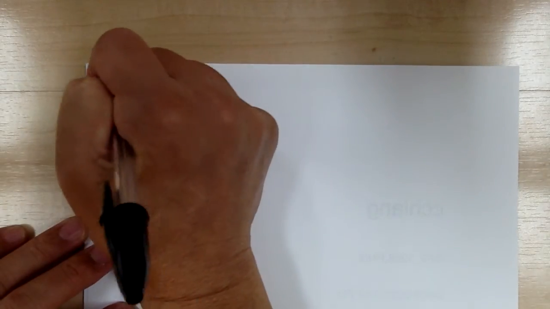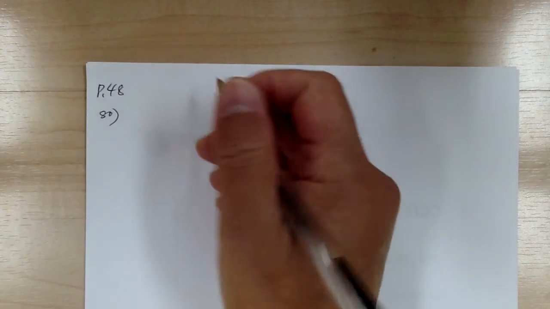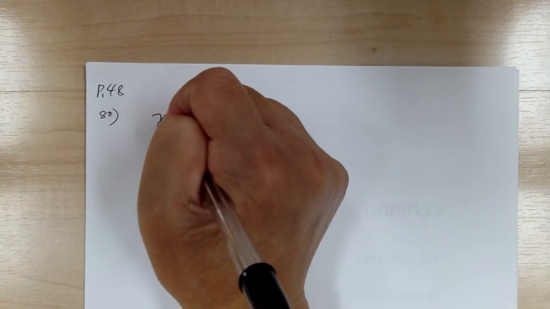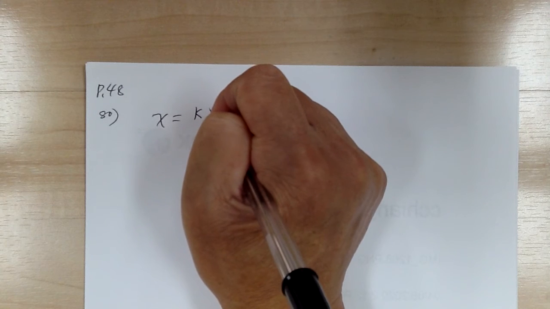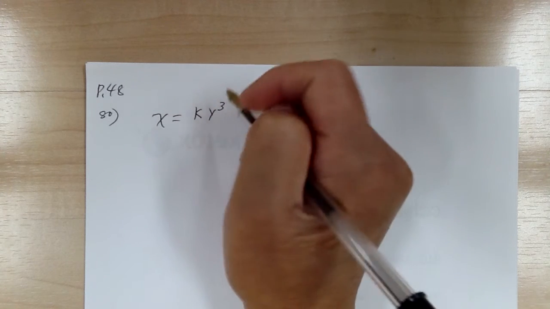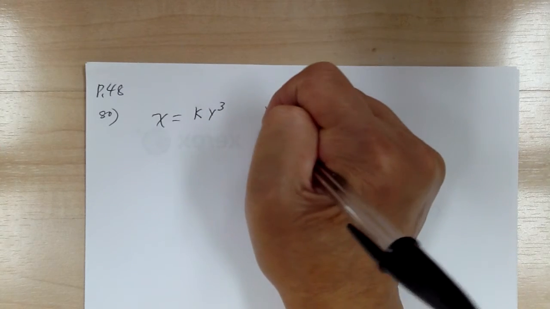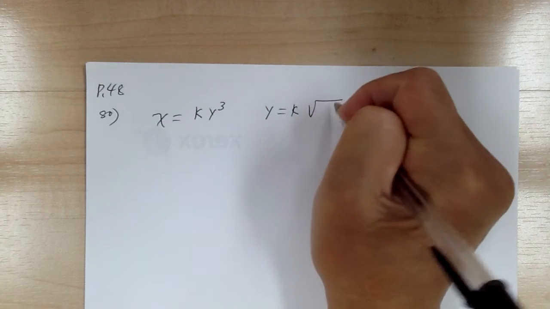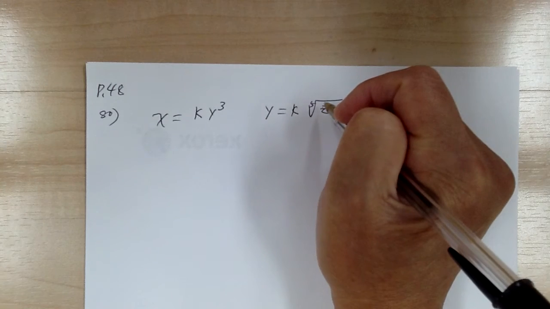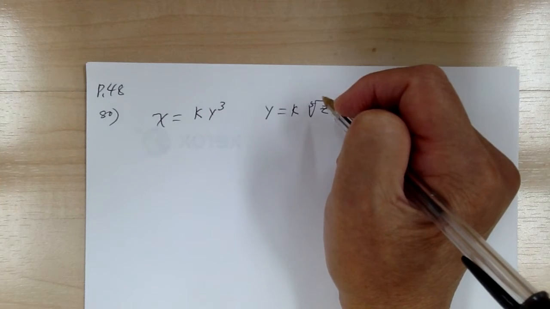Let's go to page 48 and start with number 80. It says if x varies, so I can translate, so x varies as cube of y, and y varies as the fifth root of z. Then x varies as the nth power of z. What's n?